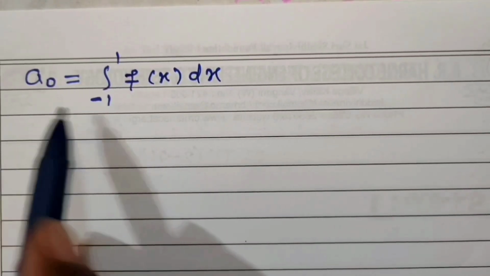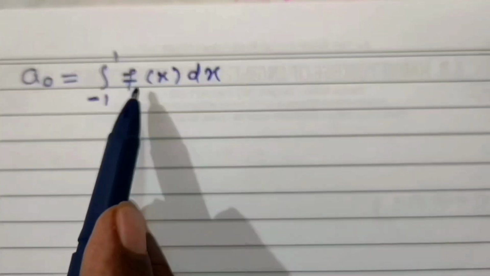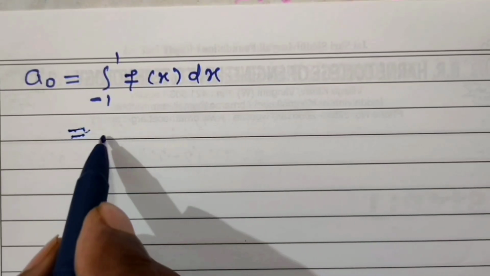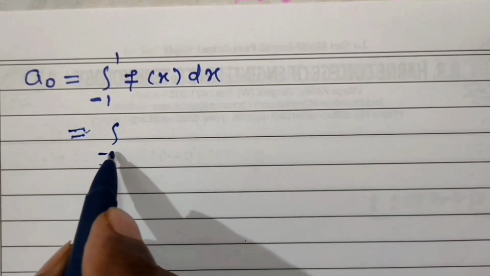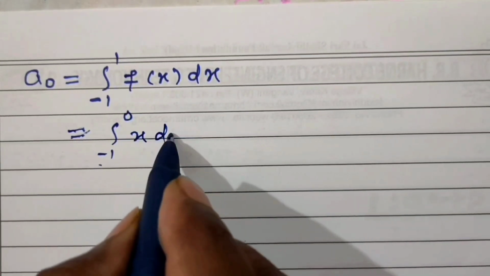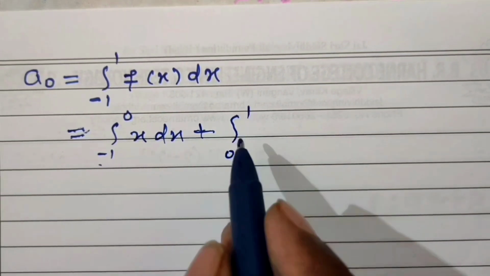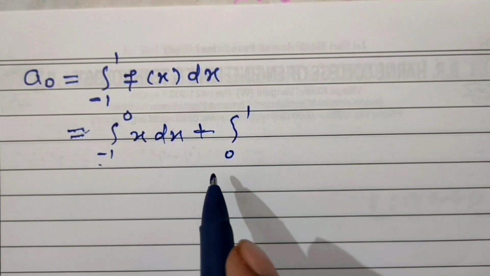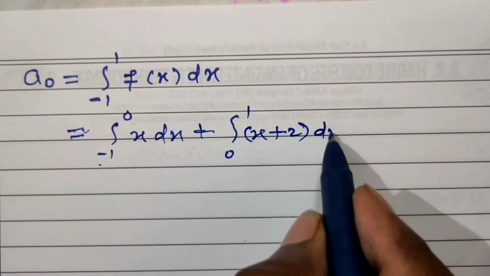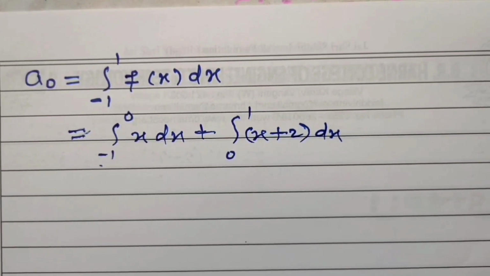a0 is equal to integral from -1 to 1 f of x dx. But f of x is defined in two intervals. So we can write this is equal to integral from -1 to 0. In this interval, the value of f of x is x, integral with respect to x, plus integral from 0 to 1. The value of f of x in the interval from 0 to 1 is x plus 2 and its integral with respect to x. Okay, let us evaluate these two integrals to get the value of a0.